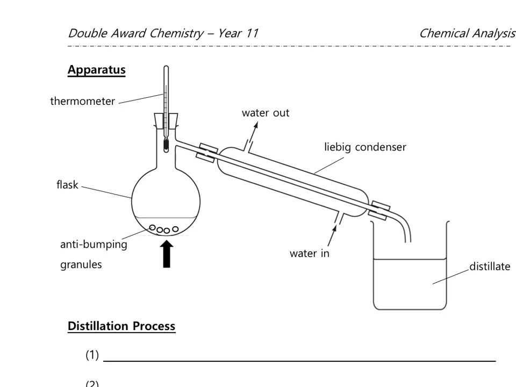You can see here in our round bottom flask on the left hand side we have our solution to be separated. So say for example we were separating salty water, we would put that into our round bottom flask along with some anti-bumping granules to make sure it didn't boil too vigorously. And what we want to do is we want to heat this flask.